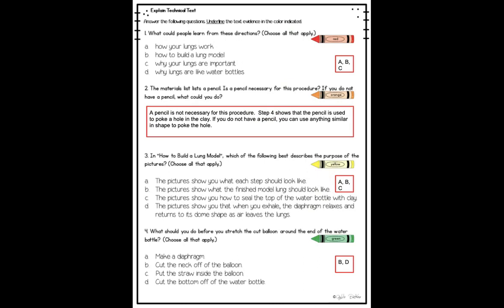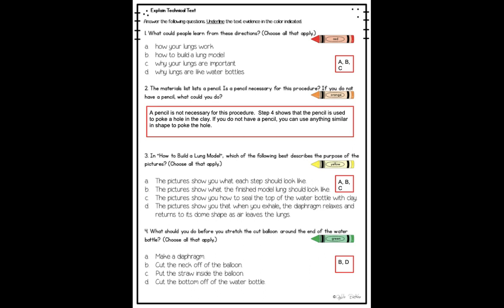And then I put my evidence. Step 4 shows that the pencil is used to poke a hole in the clay. If you do not have a pencil, you can use anything similar in shape to poke the hole. So that's how I answered that. I found where they used the pencil, what it was for, and then I evaluated. Could I use something else? And in this case, I could.